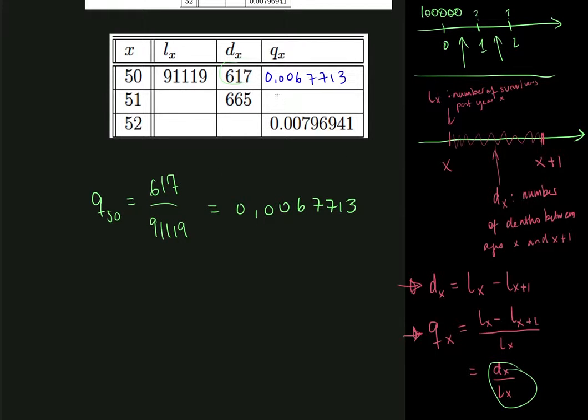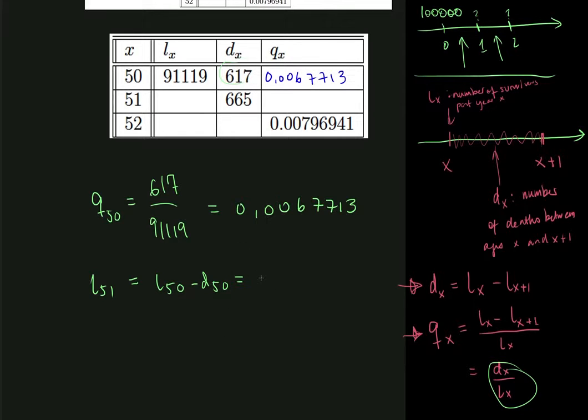Now I go to the next line, and the first thing I notice immediately is I can't find Q51 because I need L51. So let me take a look at how to find L51. Well, I know that L50 is this thing here, and I know that out of the L50, 617 of them died. So since I know that L51 is equal to L50 minus D50, I can find the number of survivors after year 50 by doing this.